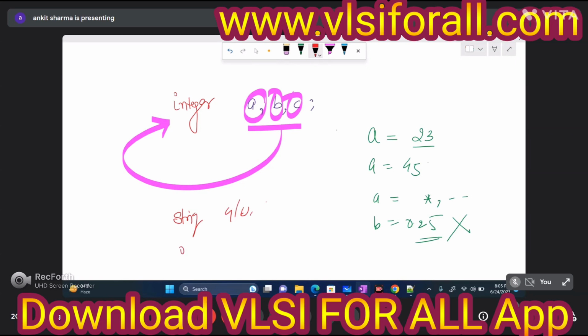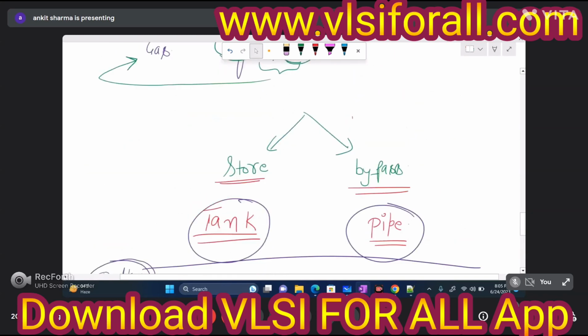Let us suppose I am writing here string a, comma, b, comma, c, or I am writing here real a, comma, b, comma, c. Hence, a, b, c will become variables or containers which would be of string type.